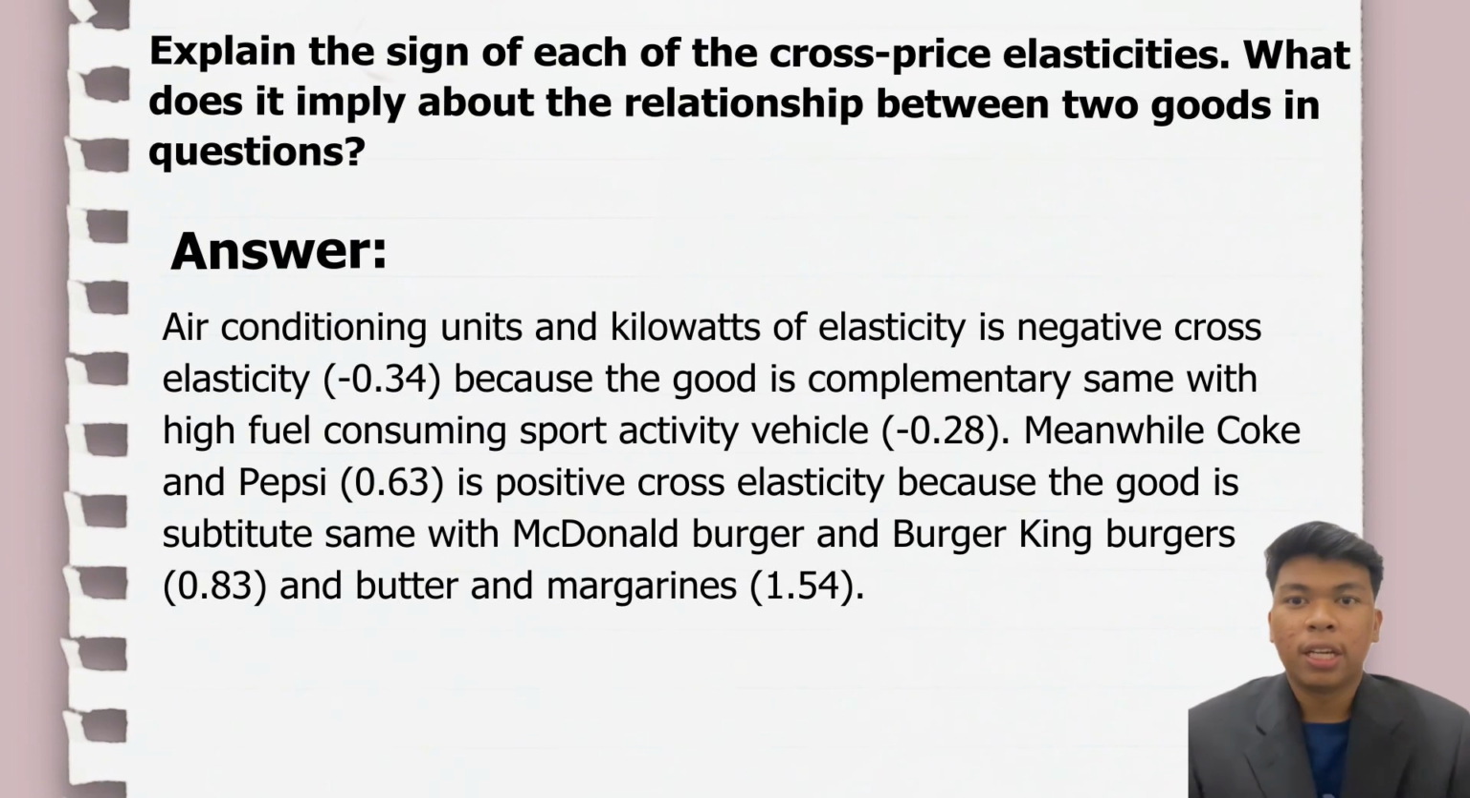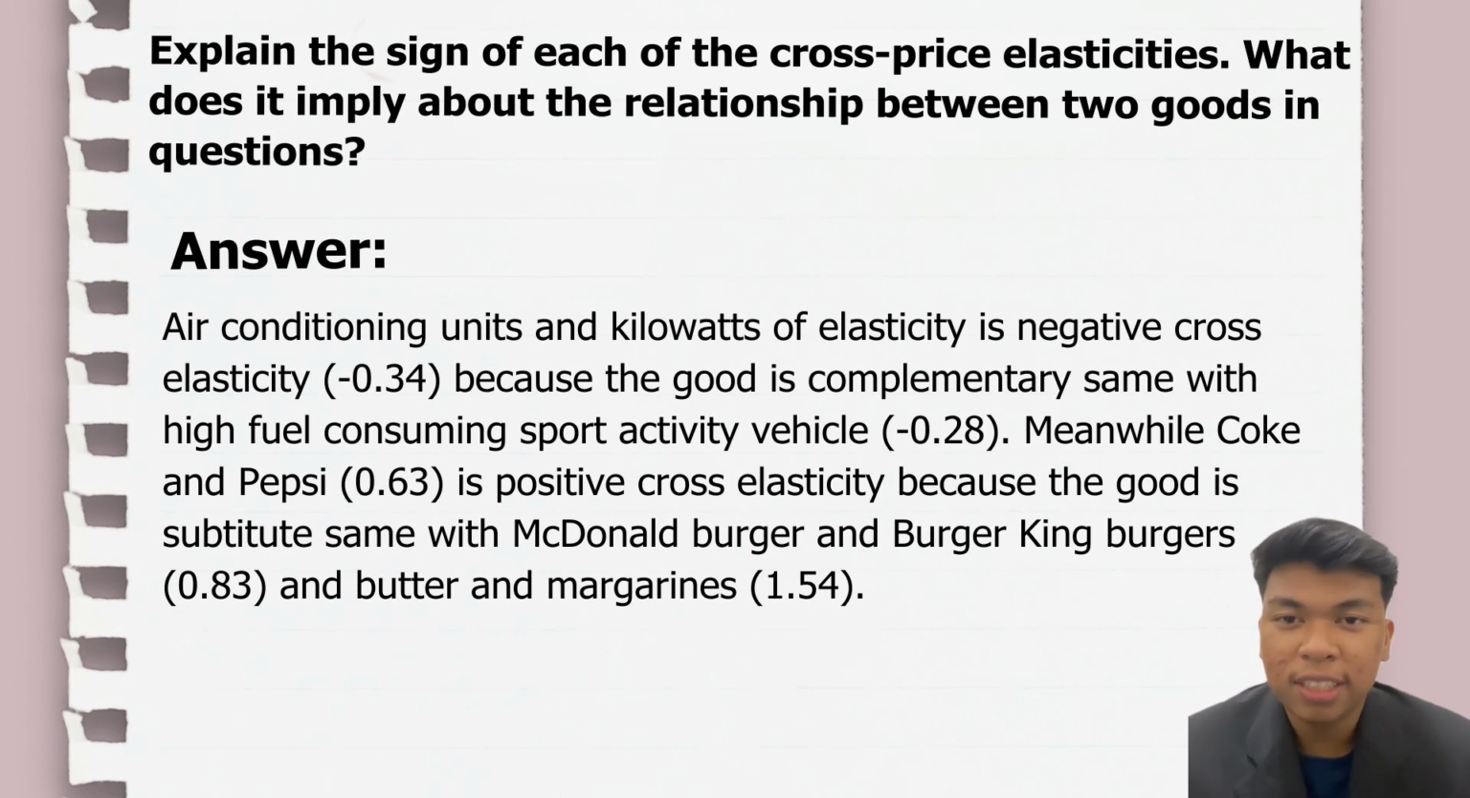The question is, explain the sign of each of the cross-price elasticities. What does it imply about the relationship between the two goods in question? The answer is, air conditioning unit and kilowatt of electricity is a negative cross elasticity because the goods are complementary, same with high fuel consuming sport utility vehicle. Meanwhile, Coke and Pepsi is a positive cross elasticity because the goods are substitutes. Same with McDonald's burger and Burger King burger, and butter and margarine.